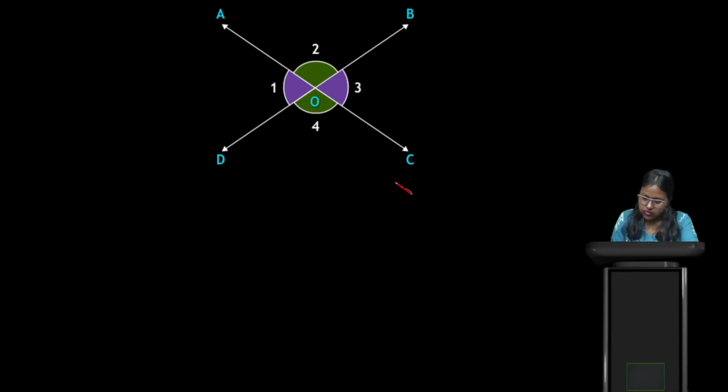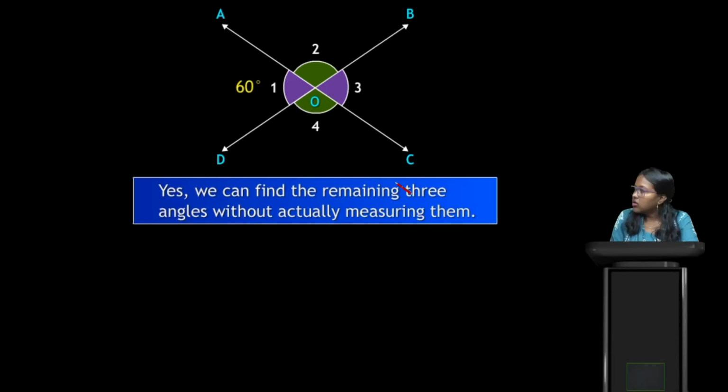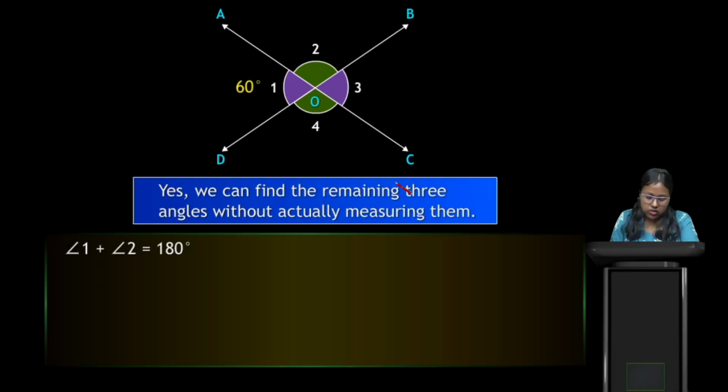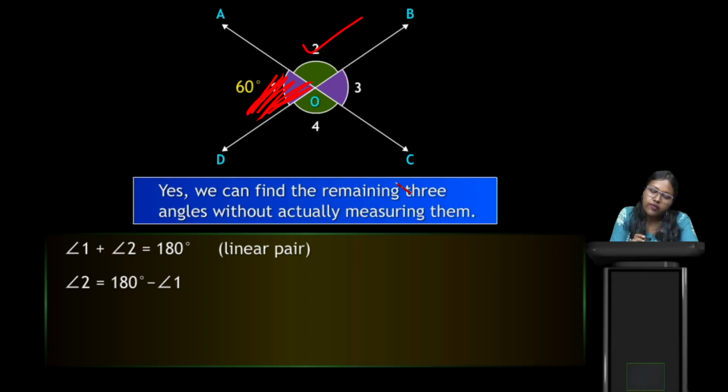How will you get? So how can we do it? Here you see angles 1 and 2 together make 180, because they form a linear pair. Now if you subtract this 60 from 180, what will you get? You will get angle 2. Yes, so that's how we are going to do it.